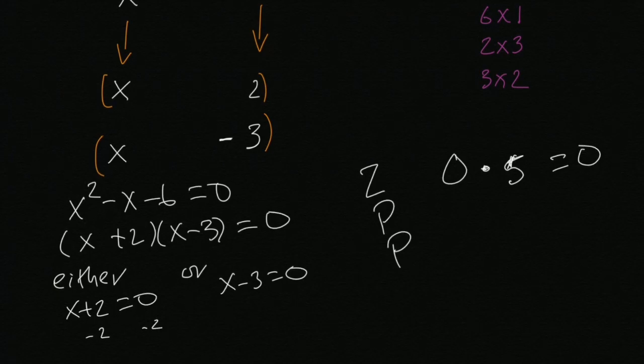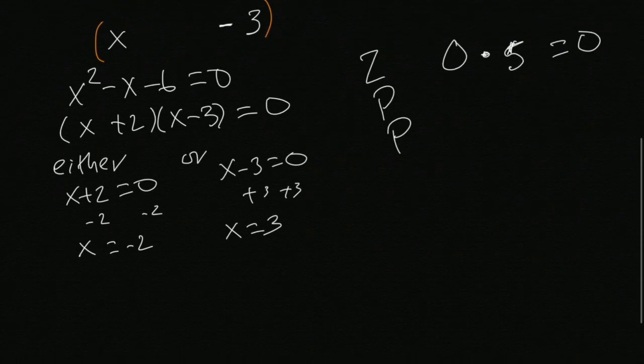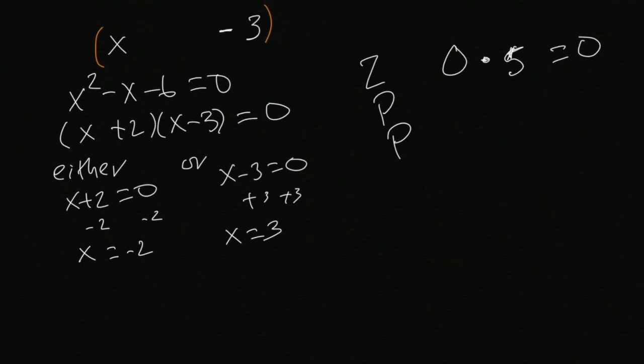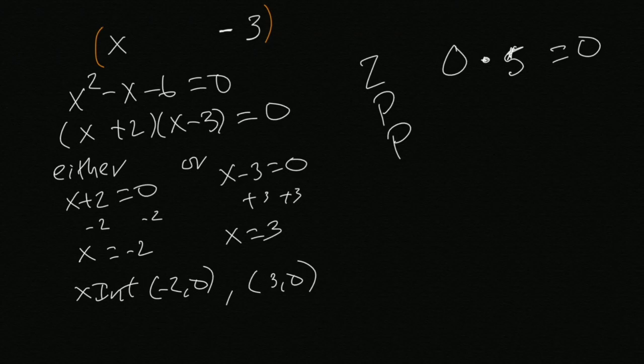Minus 2, so x equals negative 2, plus 3, plus 3, and so x is equal to 3. And those are two answers to our equation. If we plug these in, I'll get an answer of 0, so those are my two zeros. Those are also my x-intercepts. My x-intercepts will be negative 2, 0 and 3, 0.